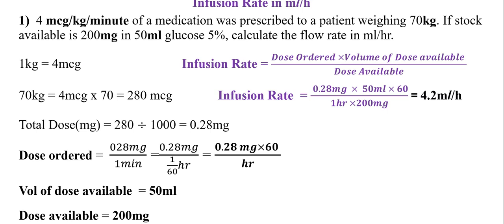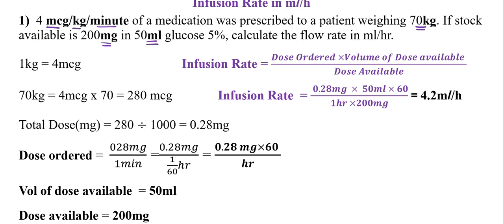So this task is a patient requiring 4 micrograms per kilogram per minute of a medication. The patient weighs 70 kilograms. The stock has 200 milligrams in a volume of 50 milliliters.